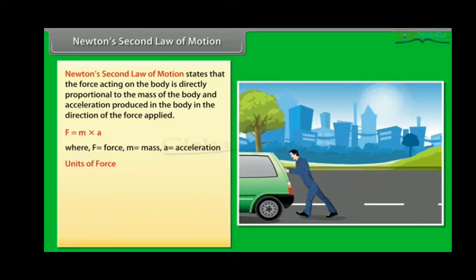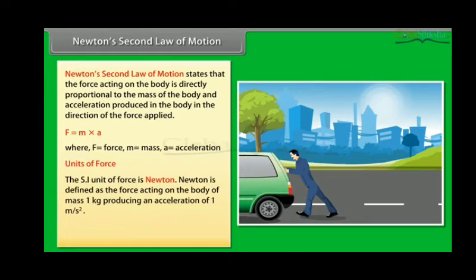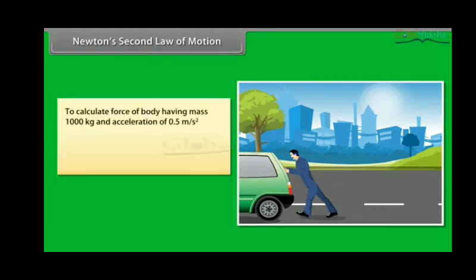Units of force. The SI unit of force is Newton. Newton is defined as the force acting on a body of mass 1 kg, producing an acceleration of 1 meter per second square. Unit is equal to kilogram meter per second square, or Newton. To calculate the force on a body having mass 1000 kg and acceleration of 0.5 meter per second square, F = 1000 × 0.5, which is equal to 500 Newton or kilogram meter per second square.